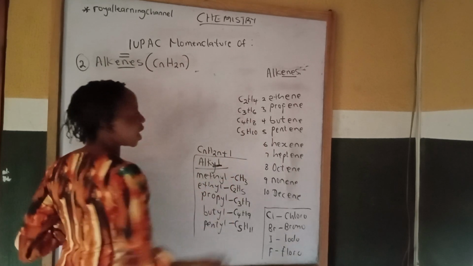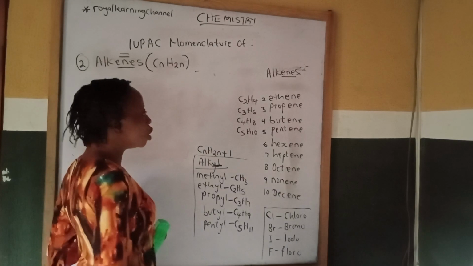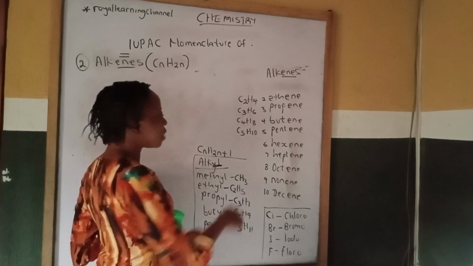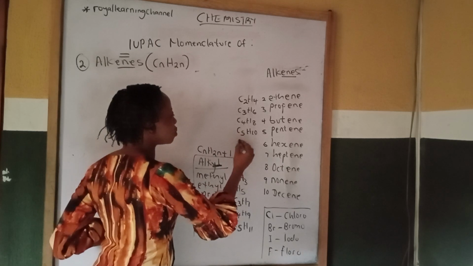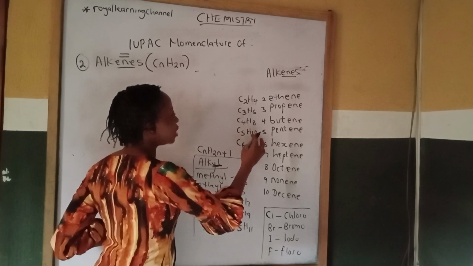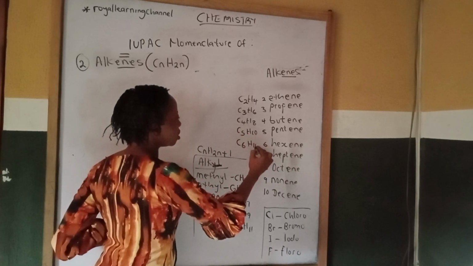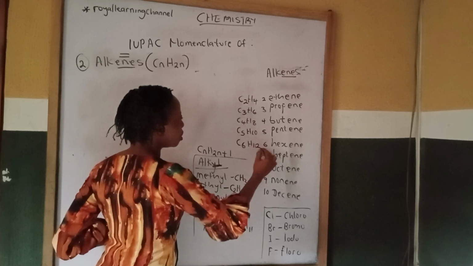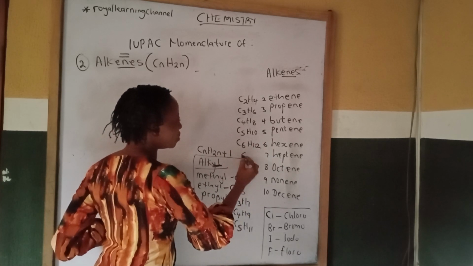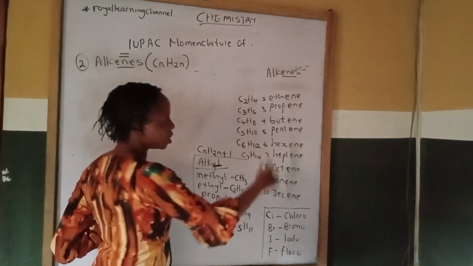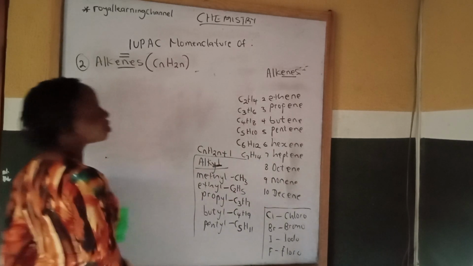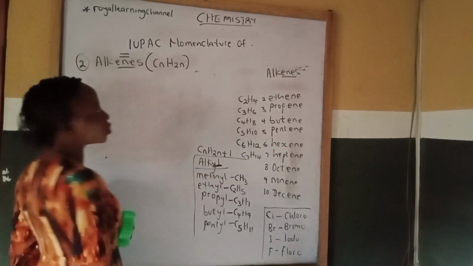So you can continue by adding CH2 to get the molecular formula for other members. If I add one carbon atom to this one, it will give me C6, then 2 hydrogen atoms will give me H12. Add one carbon atom will give me C7, 2 hydrogen atoms will give me H14, and so on and so forth. Now these are the molecular formulas for members of alkene.